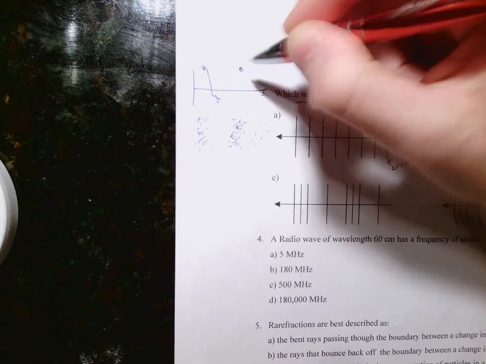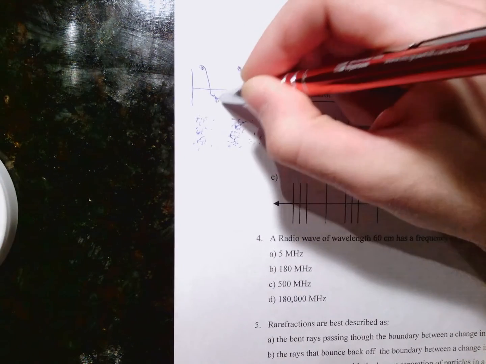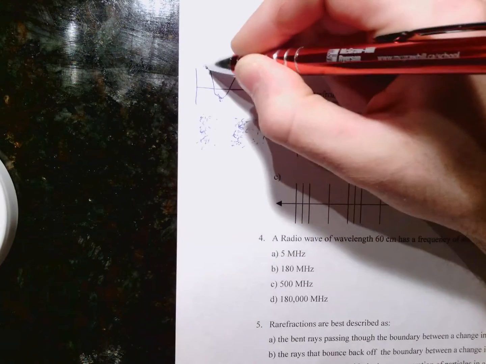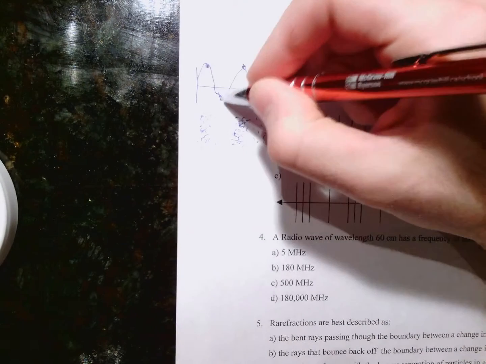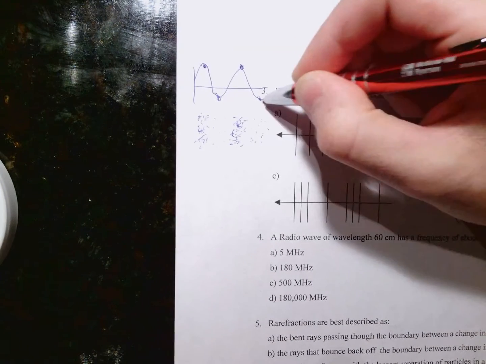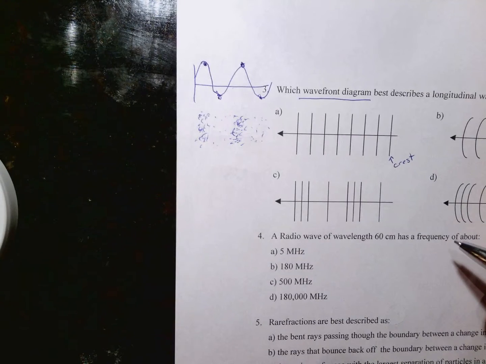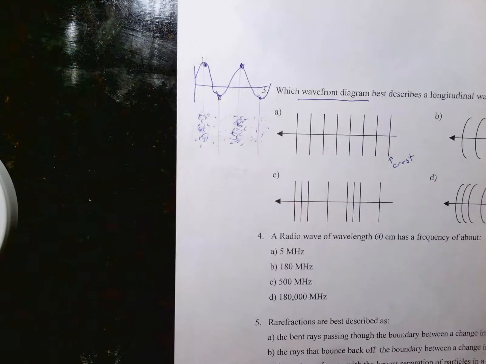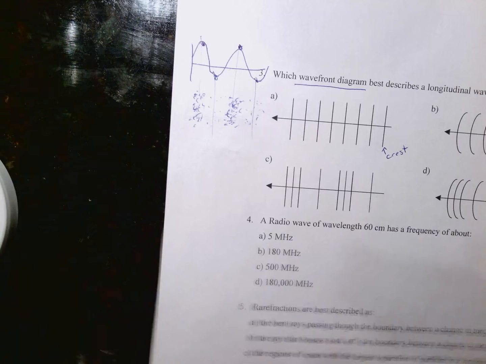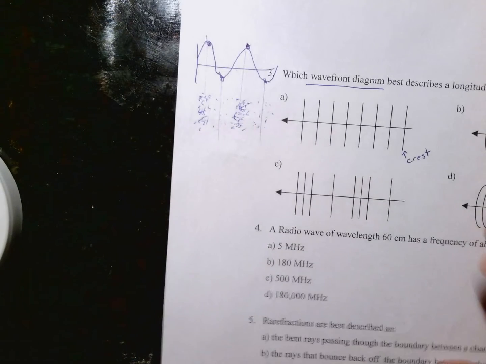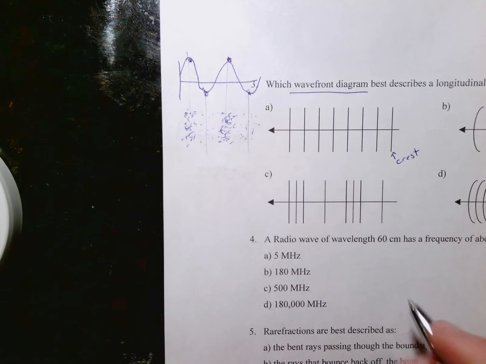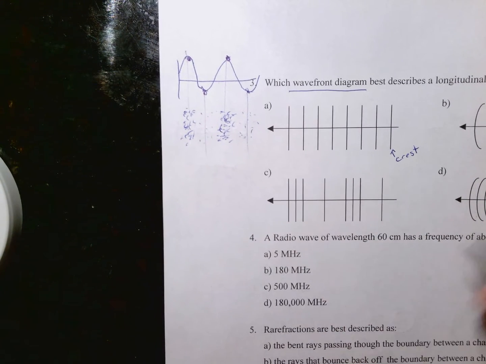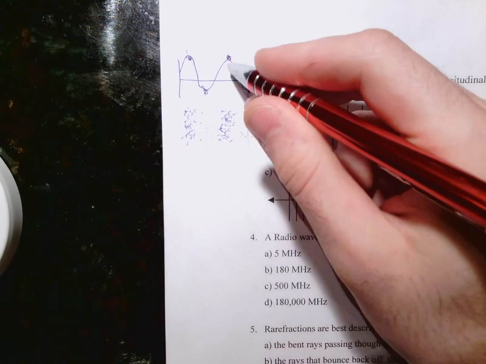And then up here we get another crest, and down here we'd have another trough. And so this is how we learn to draw the diagram for a longitudinal wave and show that it can be drawn very similarly to a transverse wave. Now, what that means in terms of wave front diagrams is that where we have a crest, we draw a line.